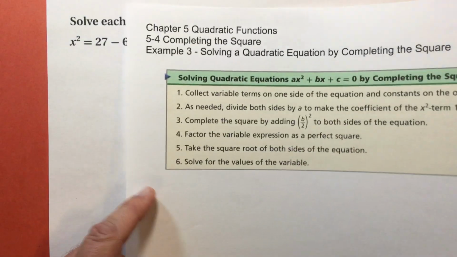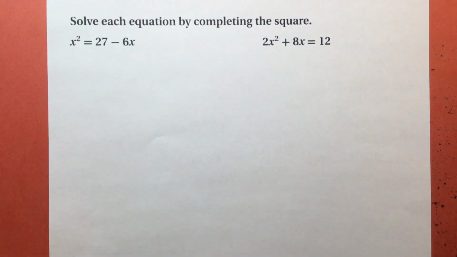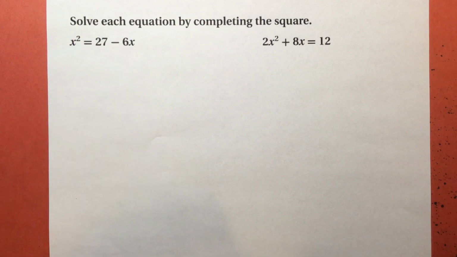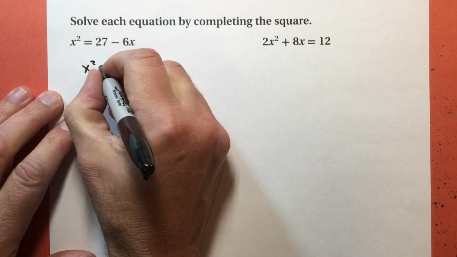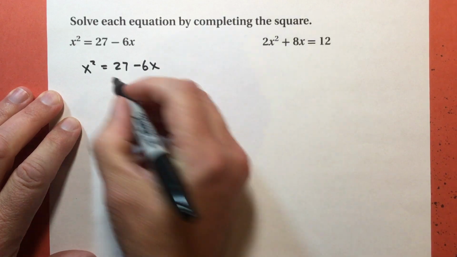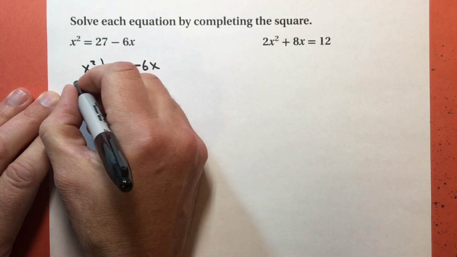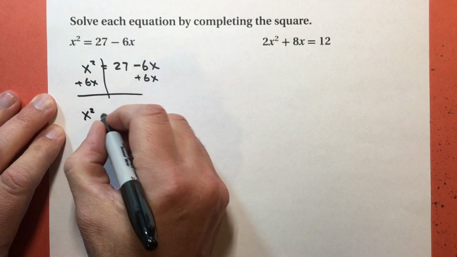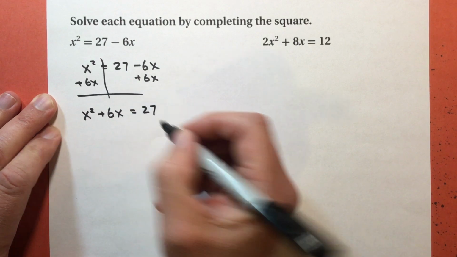We'll have this nearby. Step 1. Put all the variable terms on one side, constants on the other. Variables on the left, constants on the right. This variable is in the wrong place. So I have x to the second power equals 27 minus 6x. And the opposite of subtracting 6x is to add positive 6x. So I get x to the second power plus 6x equals 27.